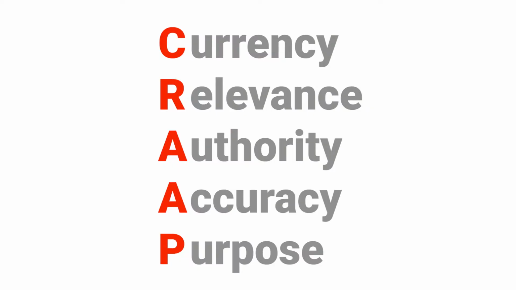The second criteria in the CRAP test is relevance. Is the information that you pulled up relevant to your topic? A lot of times you'll just be able to read the abstract. You may have to scan the whole article. Look for who appears to be the intended audience.